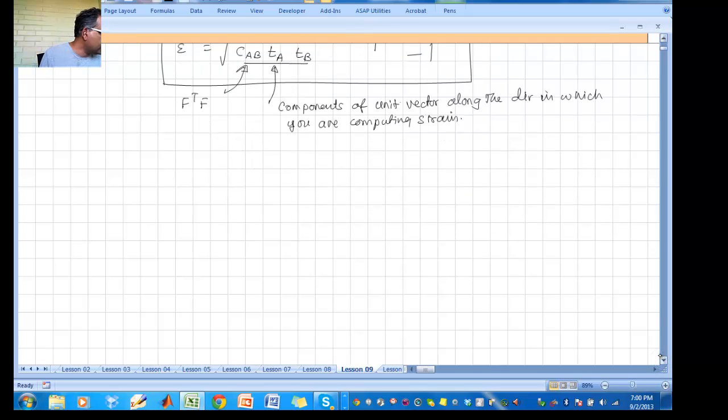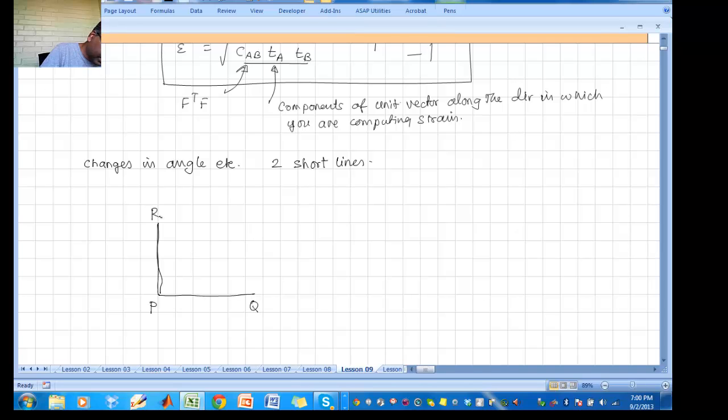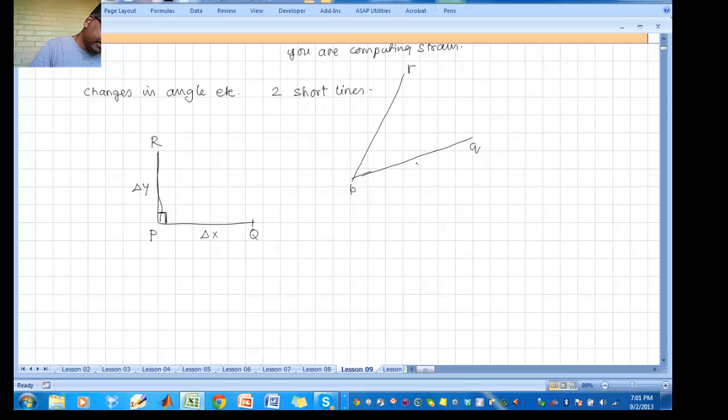Now let us go back and look at other things, which is changes in angle. For this, it is not enough to look at just one line. I have to look at 2 lines. So remember, I had this. Let us call this PQ, and this point is R. This angle is a right angle. This length is delta X, that length is delta Y. What happens after deformation? It becomes like this. So this is little p, this is little q, this is little r. Let us call this length L1, and this length L2, and these are capital L1, capital L2.